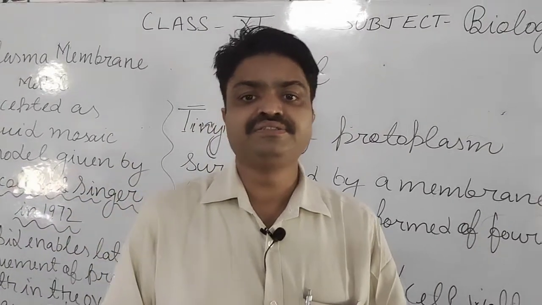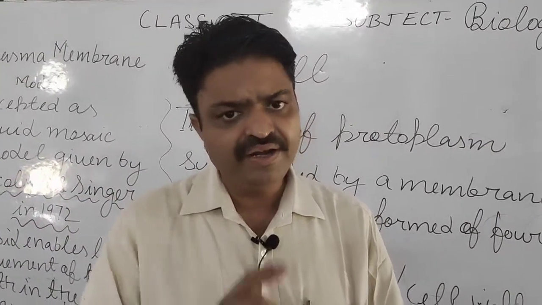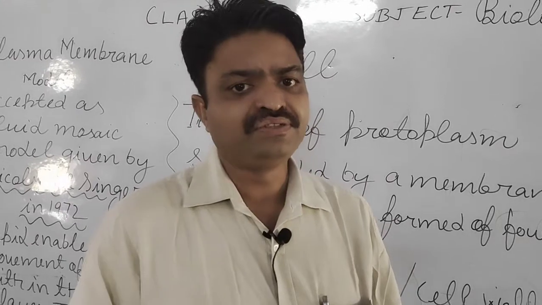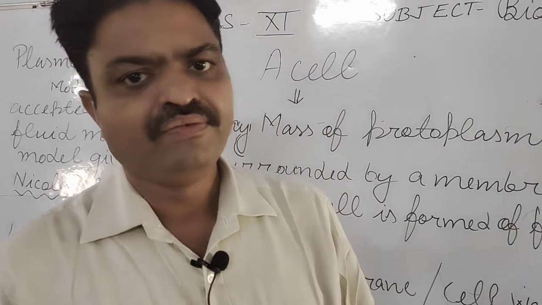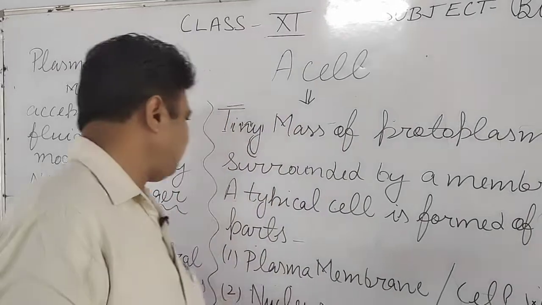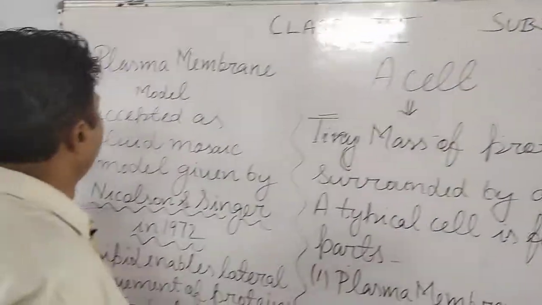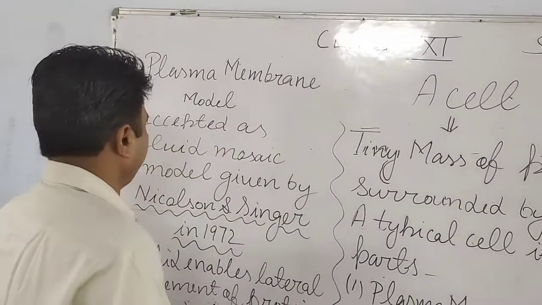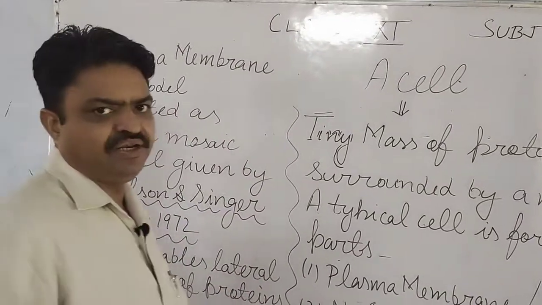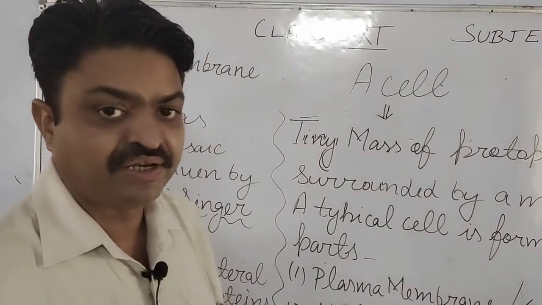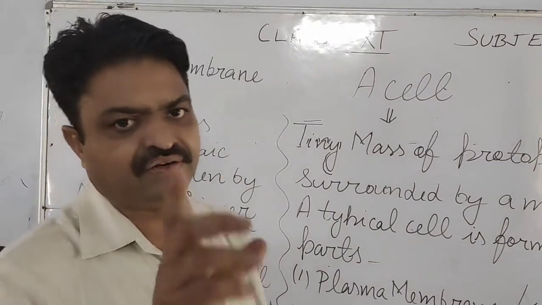For the plasma membrane, one model was given by Nicholson and Singer in 1972. That model is known as the fluid mosaic model, student. The fluid mosaic model is the plasma membrane model that was given by Nicholson and Singer in 1972.